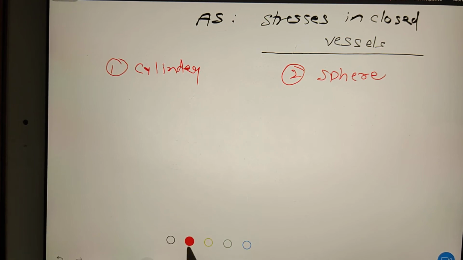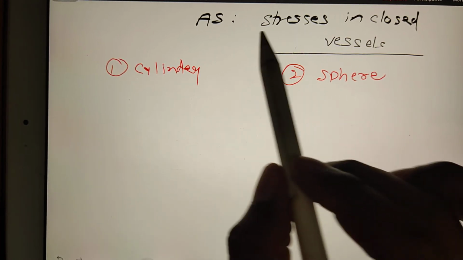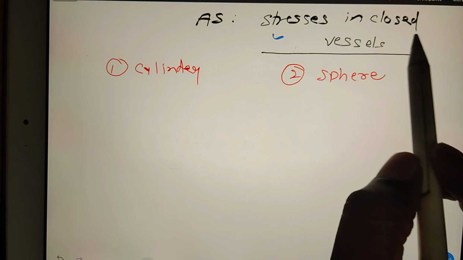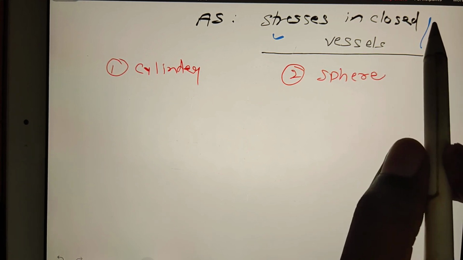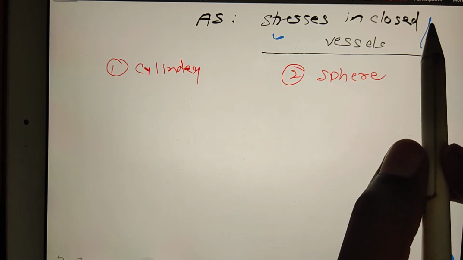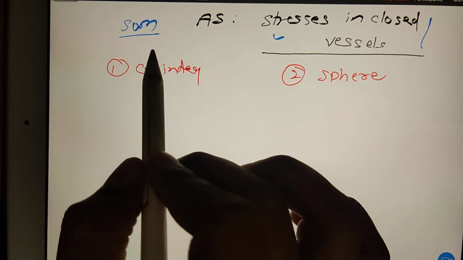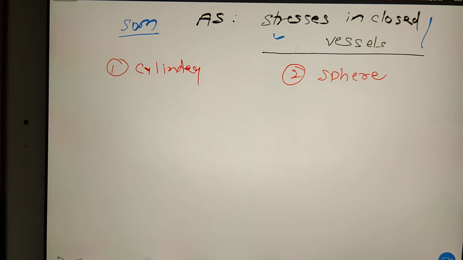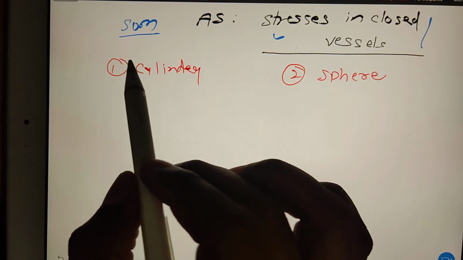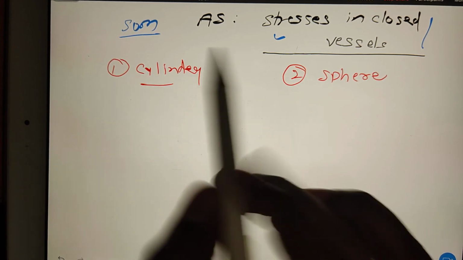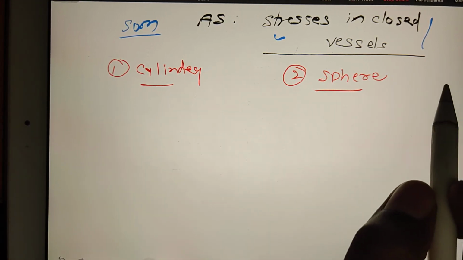So let's start the session tonight. Our topic is going to be stresses in closed vessel. You can consider this as the last small topic of strength of material. And in this topic, we have to cover two types of closed vessels. One is cylinder and one is sphere.